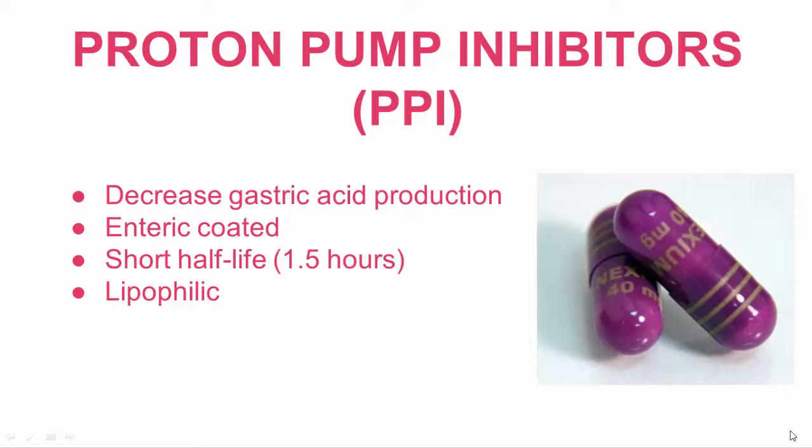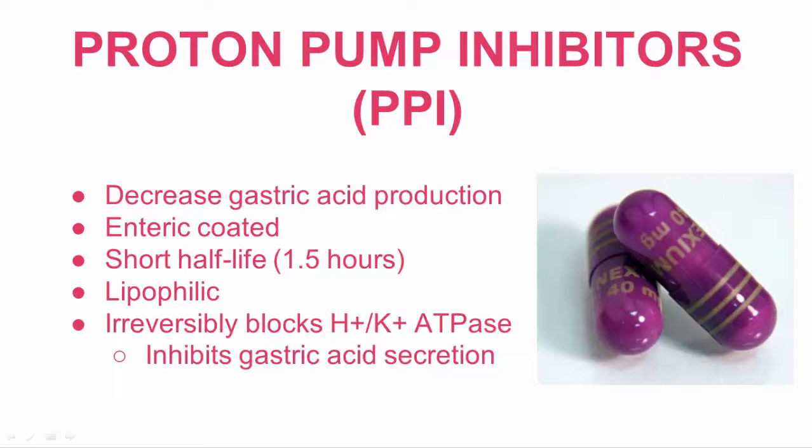The acidic environment of parietal cells causes activation of PPIs. This active form is usually a sulfonamide or sulfenic acid, which inhibits the proton pumps. Furthermore, they consist of a substituted pyridine, which causes PPIs to selectively accumulate in parietal cells.